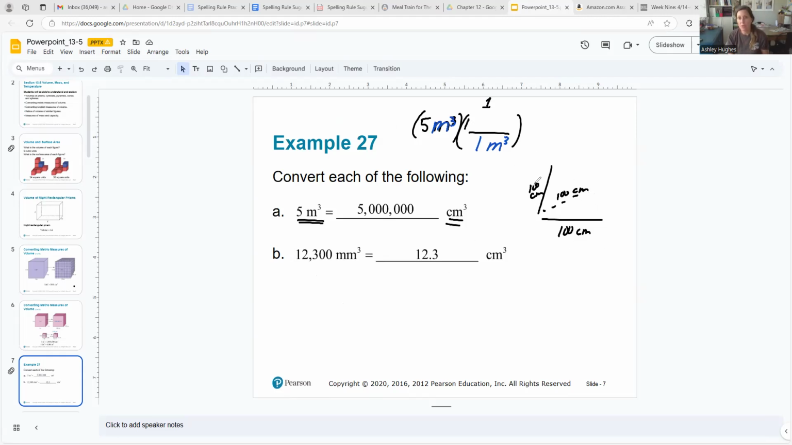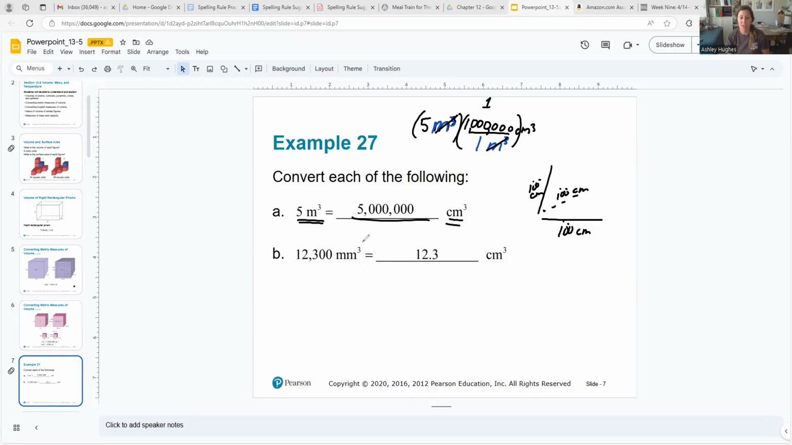So that's 1 with 1, 2, 3, 4, 5, 6 zeros after it. So that means we're multiplying, and that is centimeters cubed. This is a form of 1 because a million centimeters cubed is the same as 1 meter cubed. And then when I multiply across, these meters cubed cancel, and I get the 5 million.